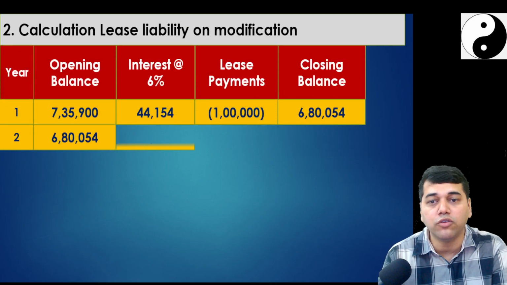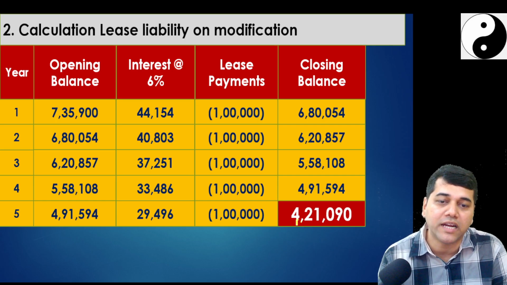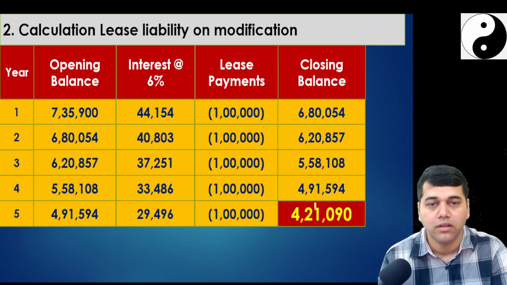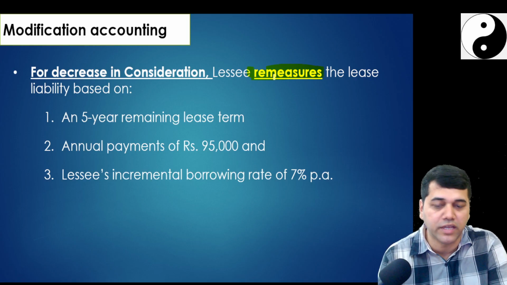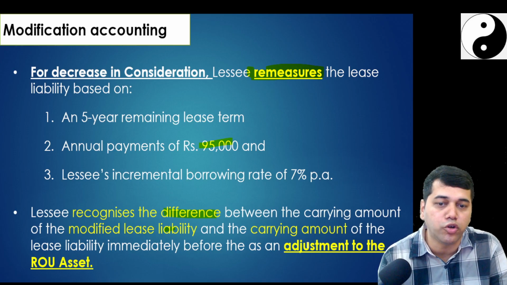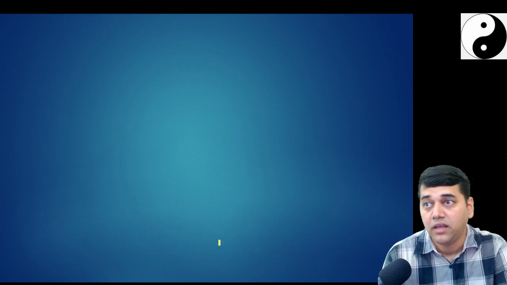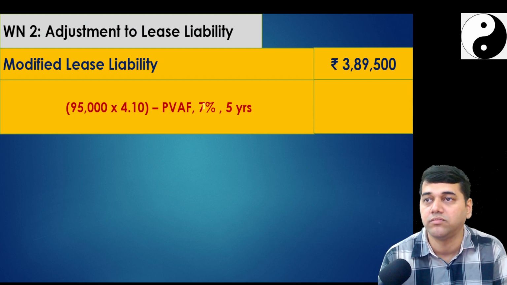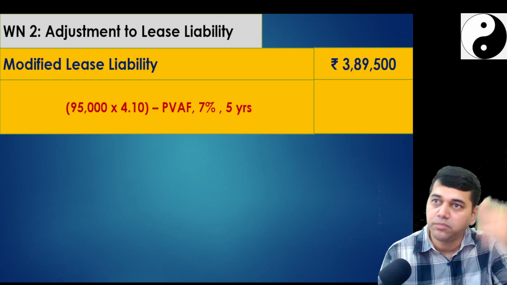Next, we will calculate the modified balance. We will prepare an amortization schedule, and I'll get 4,21,090. Did you get this number? Next, I will move on to the modification accounting. It is only a remeasurement because only the consideration is going to change. Nothing else. No P&L is going to come. The difference I'm going to adjust with the ROU asset. Now, to figure out that difference, you have done one shortcut here. Right now, do this shortcut, leave some space, proceed further.